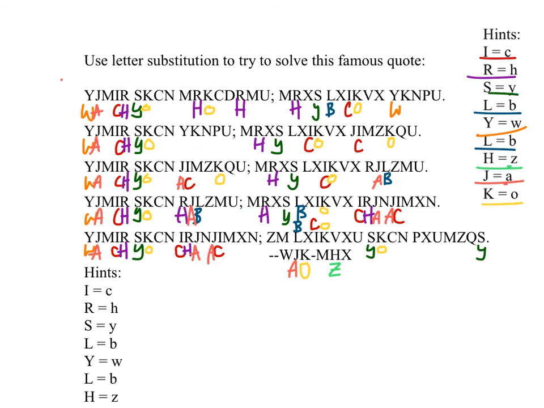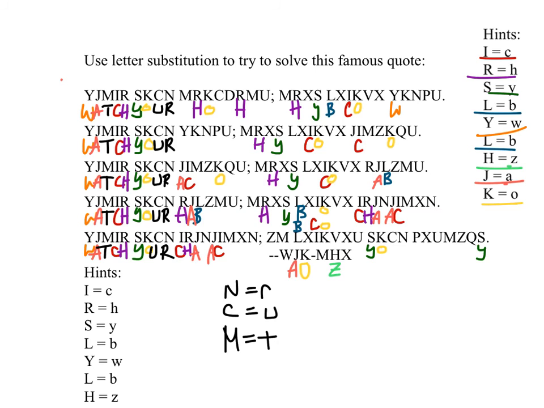Well, it looks like that's about all they gave us, but we should be able to figure out what some of these other ones are. Looks like the first word is "watch." So M is T on the D's. So we can show that M is T. And then it looks like this is "watch your." So that shows that C is a U and N is an R. And we should be able to fill in the rest of those as well.